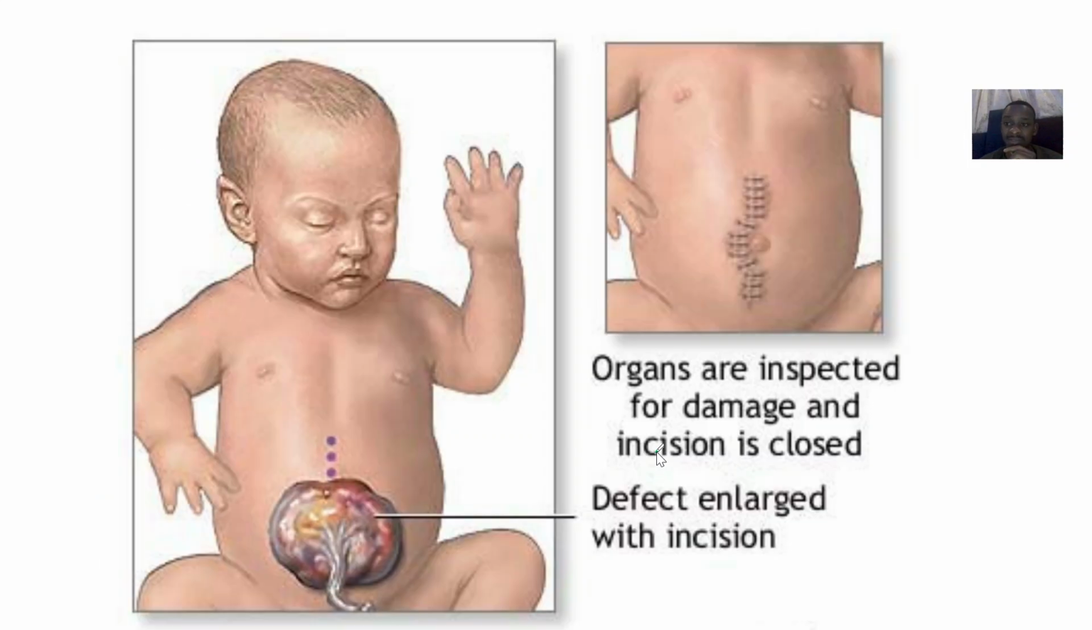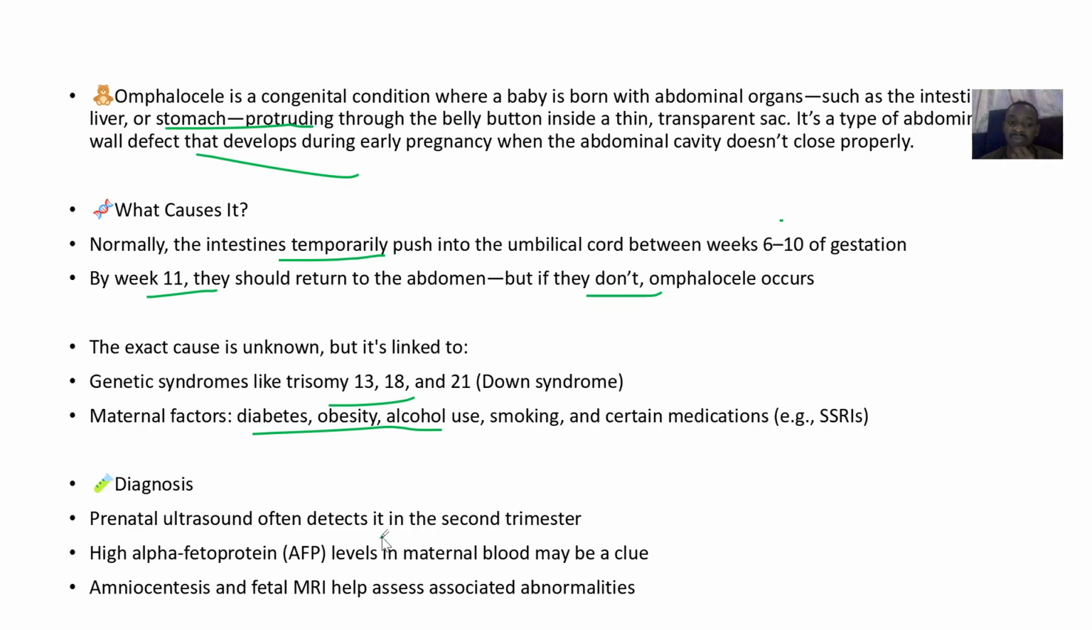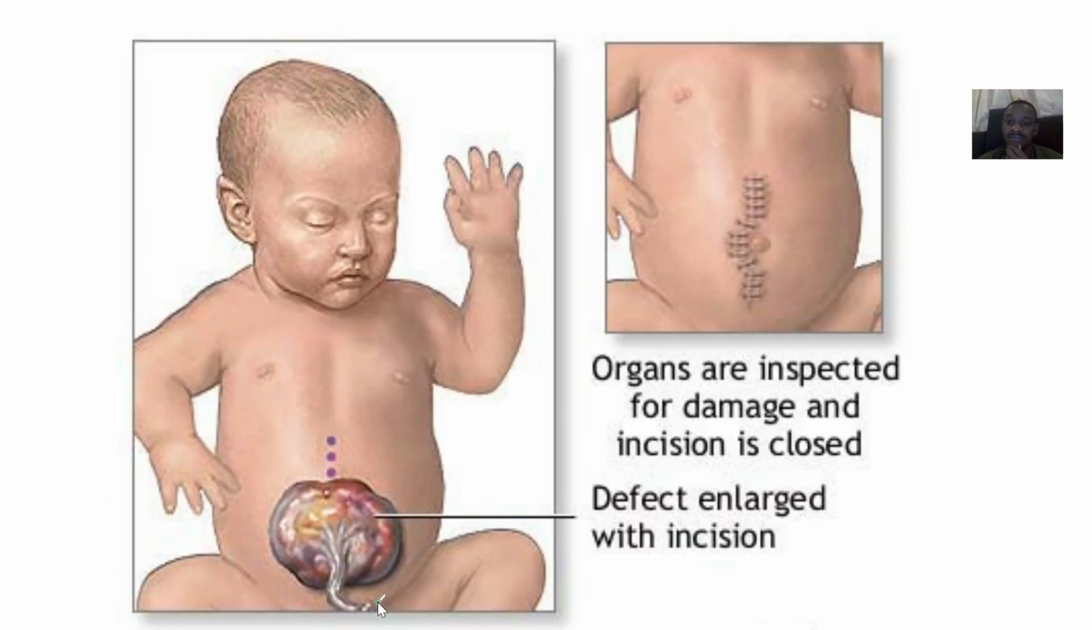So what's the diagnosis? Prenatal ultrasound is often needed because you want to view the baby. Right? High alpha fetoprotein levels will be recorded. Okay? Amniocentesis and fetal MRI help assess associated abnormalities. So this is a surgical correction of it, right? Where they basically do an incision, then they push it back.